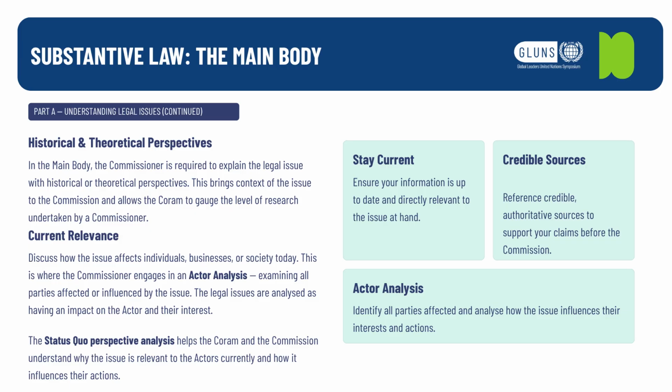The second thing is to look at the main body. When looking at the main body, the commissioner is required to explain the legal issue with historical and theoretical perspectives. This brings context of the issue to the commission and allows the quorum to gauge the level of research that has been undertaken by the researcher.